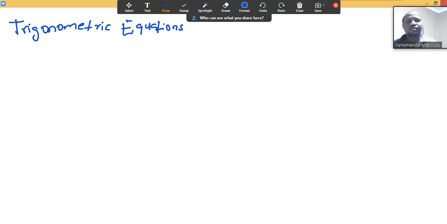Hi guys, today we're looking at solving trigonometric equations. So let's start with our first example. This is a right angle triangle we have here.